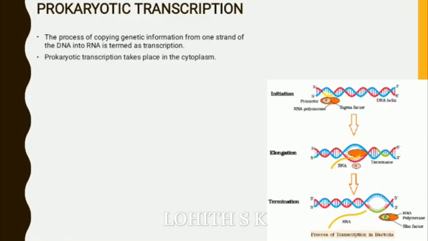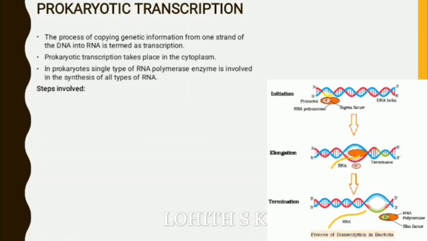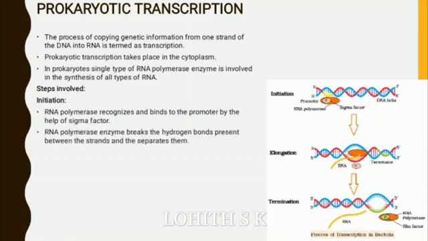Since there is no nucleus, and since DNA is present in the cytoplasm of the prokaryotic cell, the transcription should occur in the cytoplasm itself. In prokaryotes, a single type of RNA polymerase enzyme is involved in the synthesis of all types of RNA. And let us see the steps in all. The first one is initiation, during which the RNA polymerase enzyme recognizes and binds to the promoter with the help of the sigma factor. RNA polymerase enzyme breaks the hydrogen bonds present between the strands and separates them.